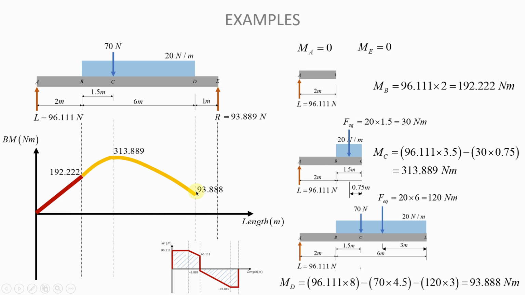And now from 93.888, we have to go back to 0 because at the end of the beam, the bending moment must be 0. But as you can see, this region here is not in the region of the UDL. So there is no UDL here, and therefore in this region you should draw a straight line going down to 0. And then last but not least, you remember to shade your bending moment diagram.